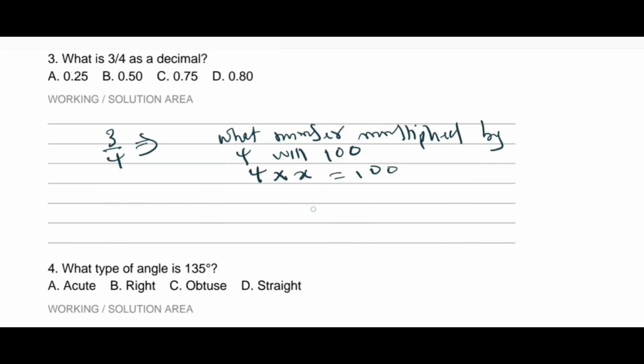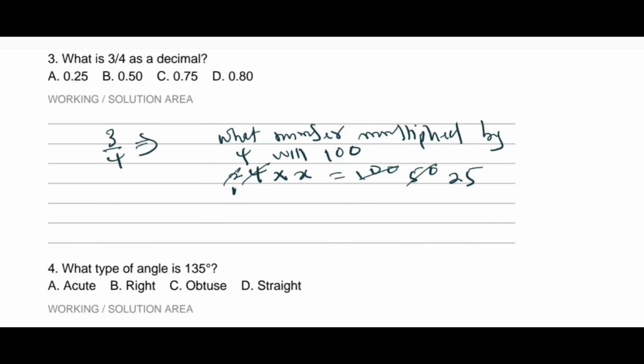So now, if you divide 4 by 2, what do you get? 2. If you divide 100 by 2, what do you get? 50. Good. Now, if you divide 2 by 2, what do you get? 1. If you divide 50 by 2, what will you get? 25. Good. Now, we know that when you multiply 25 by 4, you get 100.